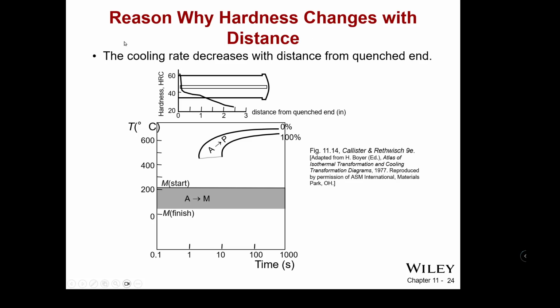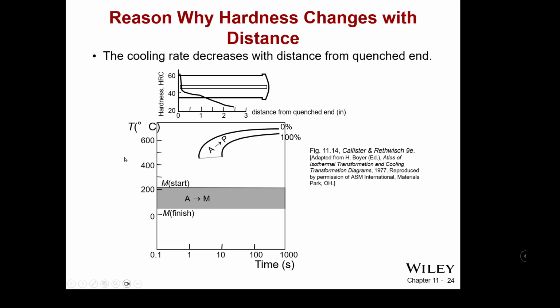Why that hardness changes with distance is that the cooling rate decreases from the quenched end. So the hardness is going to be highest at the quenched end. It's going to drop pretty quickly and then be kind of linear as you get farther away from the quenched end.